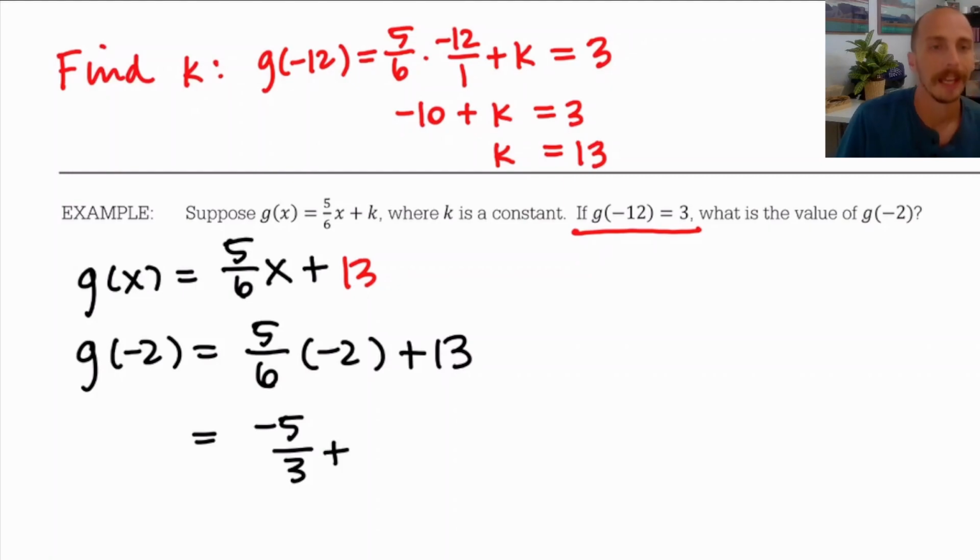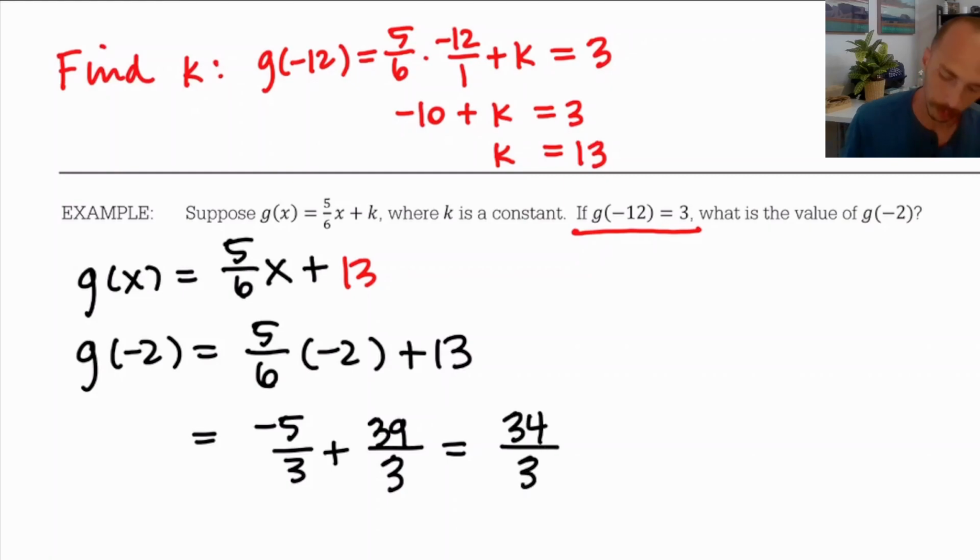plus 13. And if I'm going to combine these to get one answer, which I need to have, a simplified answer for AP Pre-Cal, I'm going to have to turn 13 into thirds, and 13 over 3 or 13 is equal to 39 over 3. So if I add these together, 39 minus 5, that's going to be 34 thirds.